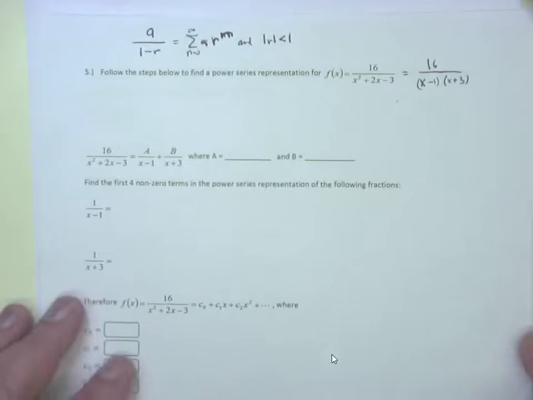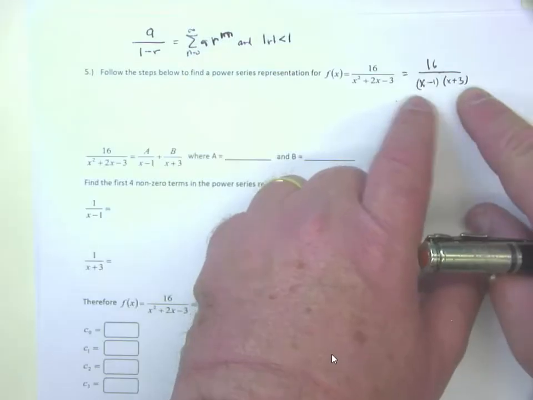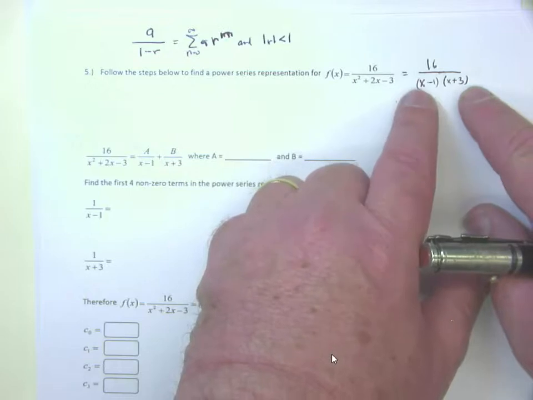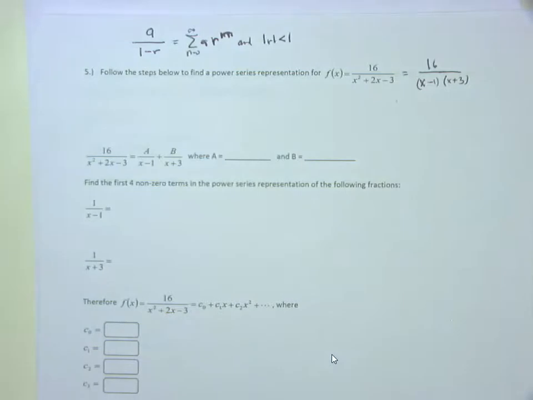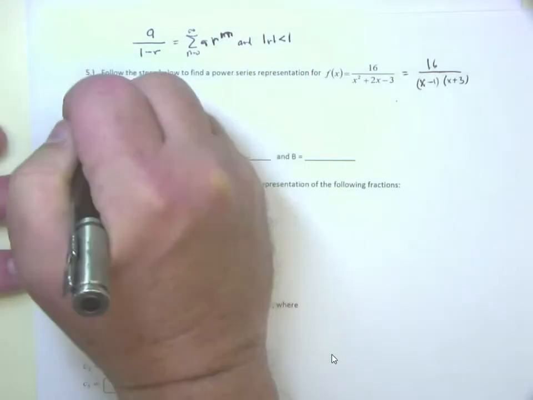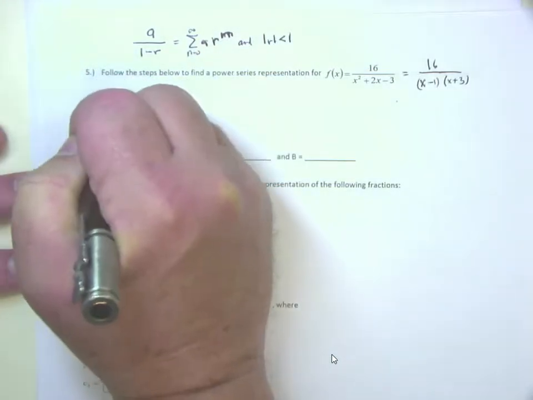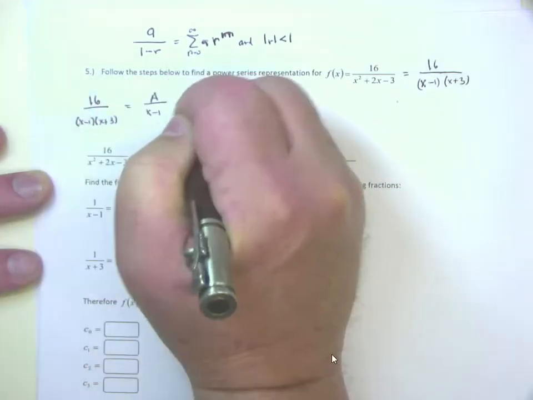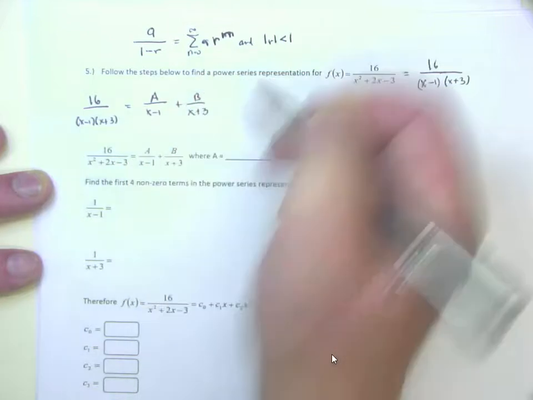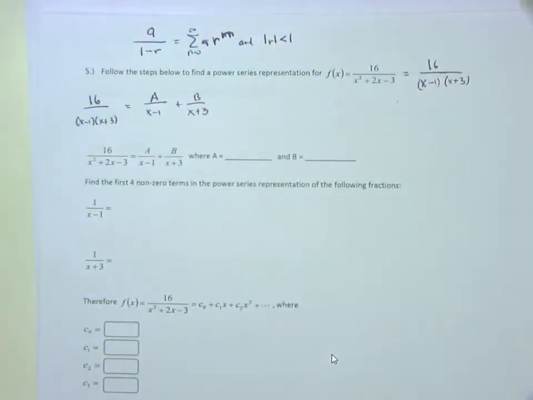So, this is a quadratic in the denominator. It happens to factor. So I'm going to turn 16 over x squared plus 2x minus 3 into a over x minus 1 plus b over x plus 3. What am I using here? Partial fractions. So you're going to take this 16 over x minus 1 times x plus 3, and you're going to bust it into a over x minus 1 plus b over x plus 3. It's a great time to review for the old final exam, partial fractions from chapter 6.3, if you remember.